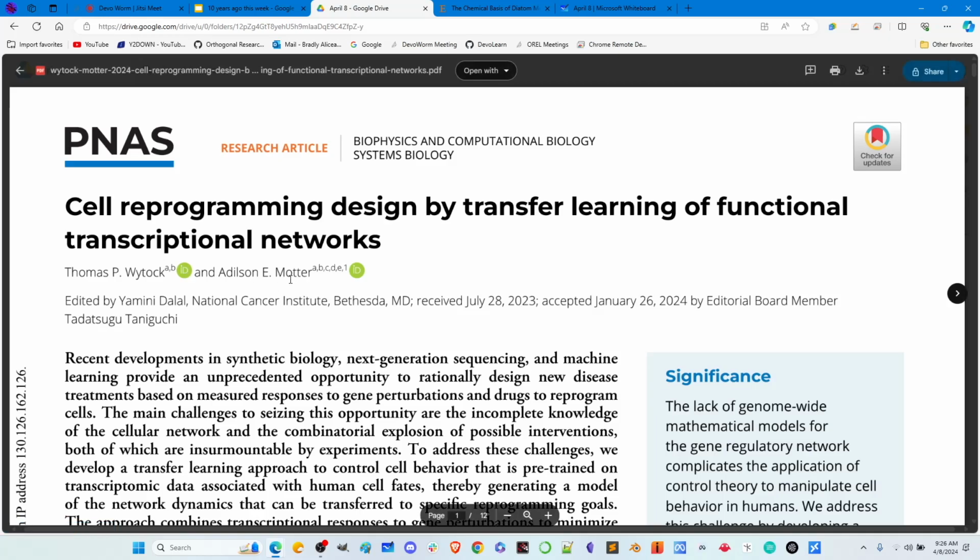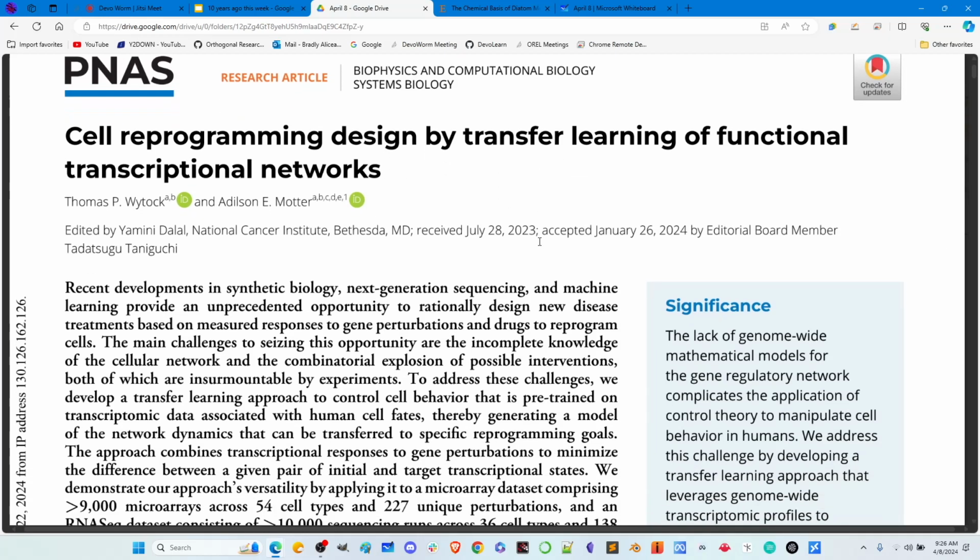Adilson Motter is well known in network science for some of the work he's done with networks, but also biophysics. And then Thomas Wytock is an author on this. So they're talking about cell reprogramming design, which is where you're designing a protocol for the cell reprogramming, and then transfer learning of functional transcriptional networks. This is where you're trying to learn these transcriptional networks and how they can be manipulated using key transcription factors. So if you upregulate a certain transcription factor, you'll push the cell towards a certain fate.